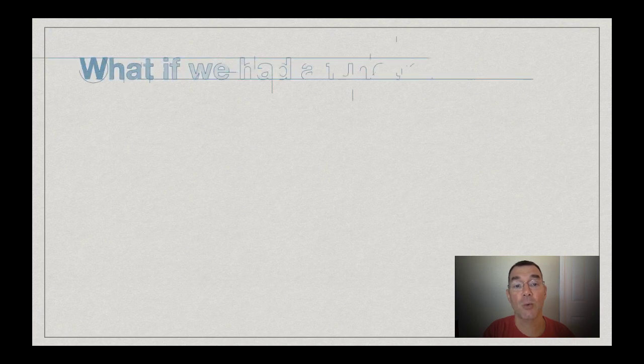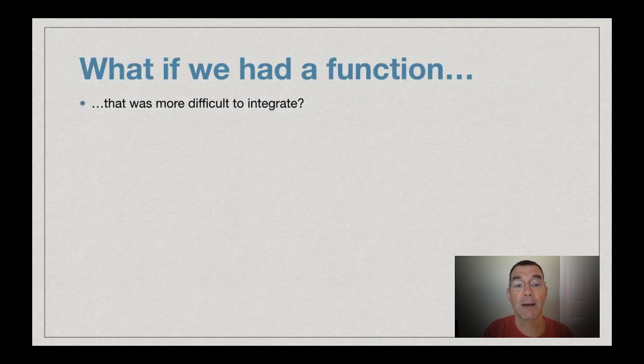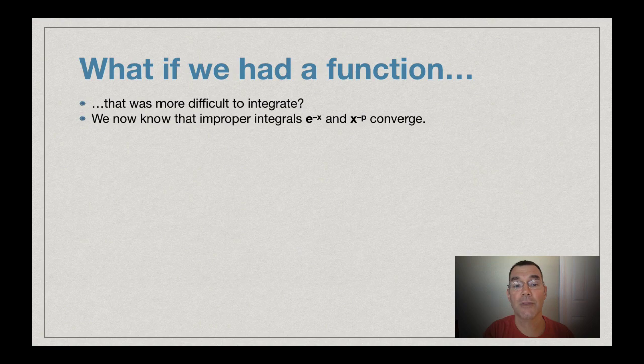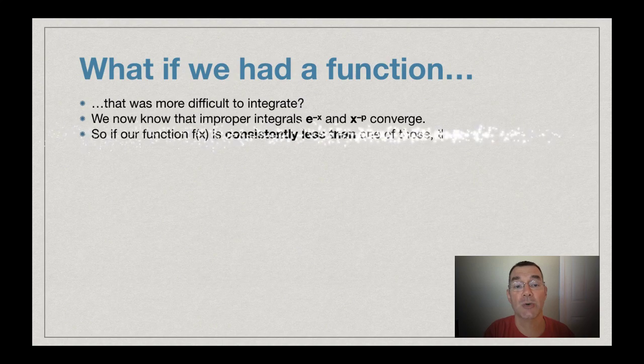All right, so what if we had a function that was more difficult to integrate? So there's kind of a trick I can use. I now know that the improper integrals of e to the negative x and x to the negative p converge. Those were my two examples that I just showed you.